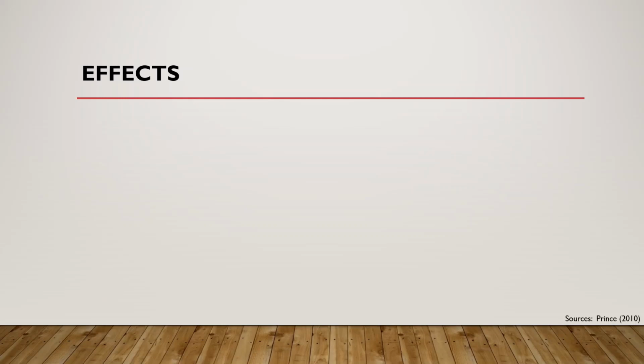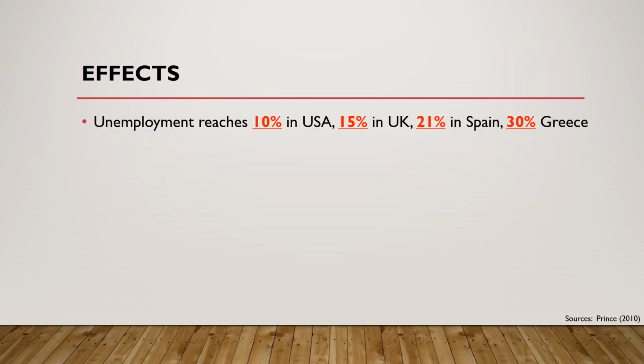Even though it is called the housing crisis, it caused 10% unemployment in the US. And even though it started from US Wall Street, it did not only affect the US. It caused 15% unemployment in the UK, 21% unemployment in Spain, and 30% unemployment in Greece. And there were a lot more effects in Asian countries as well. It did not only cause an increase in the unemployment rate. In a more extreme scenario, it even caused Iceland and Ireland to go bankrupt.